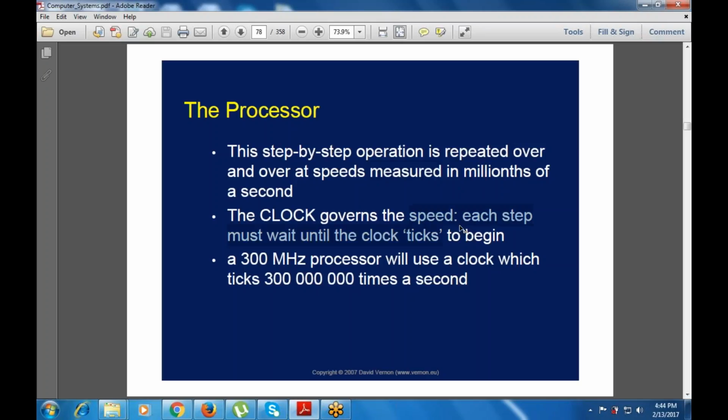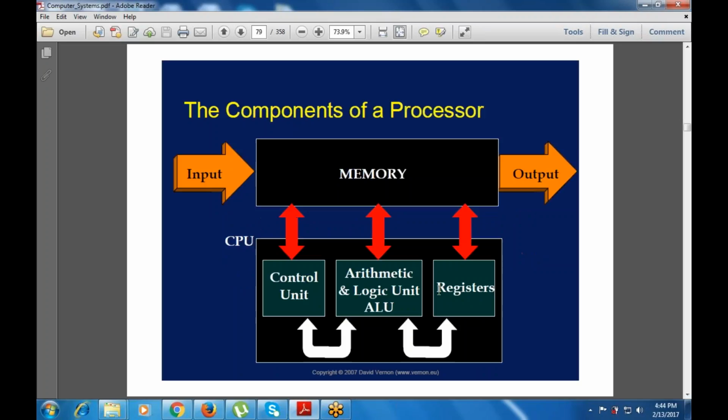And the clock governs the speed. Each step must wait until the clock ticks to begin. And a 300 megahertz processor will use a clock which ticks 300 million times a second.